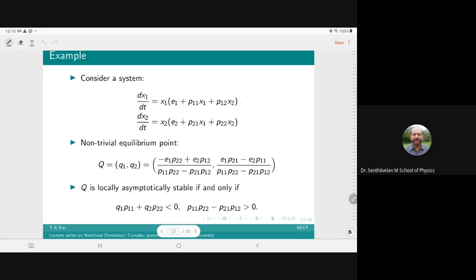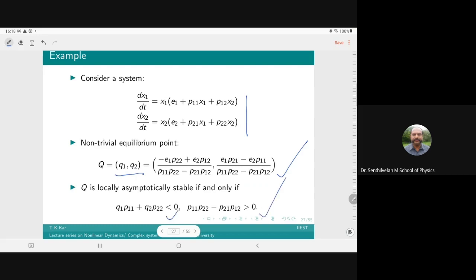Here it is just an example, and some of you might have an idea about it. This is a Lotka-Volterra system. Depending on the parameter signs, it may be a predator-prey model, a competitive model, or mutualism between the two species. I have considered this just to show an example. Setting dx1/dt and dx2/dt equal to 0 gives q1, q2, the non-trivial equilibrium point, and it is asymptotically stable like this.